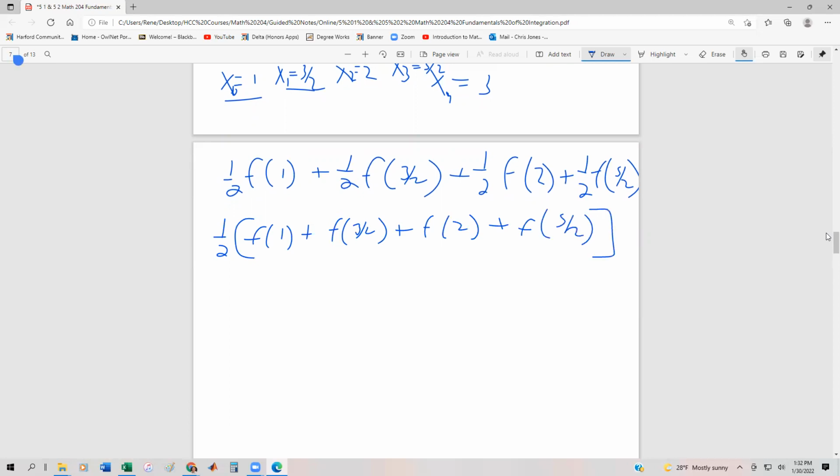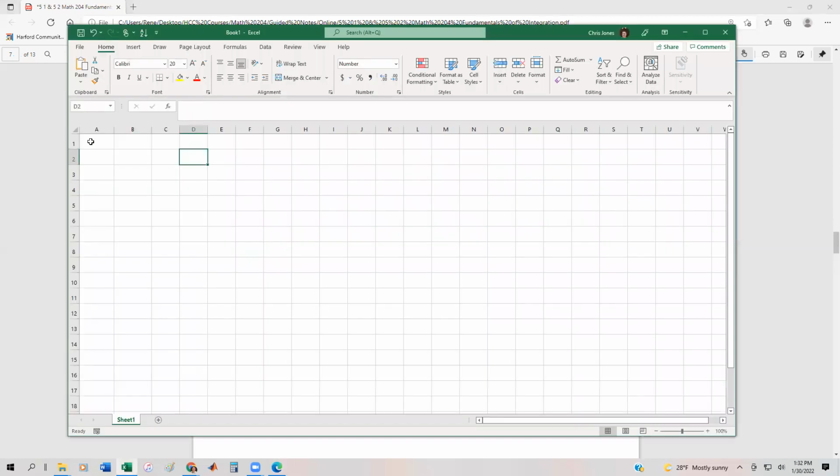All right. And now I'm either going to punch this in the calculator, or I can use Excel to make this a little bit nicer for myself, because we are doing repetitious computation. Now remember, the function was 3x squared plus 2x plus 1. So what we can do in Excel, I'm just going to drag my Excel screen over here. I'm going to put in the x values. So 1, 3/2, and then 2, and then 5/2.